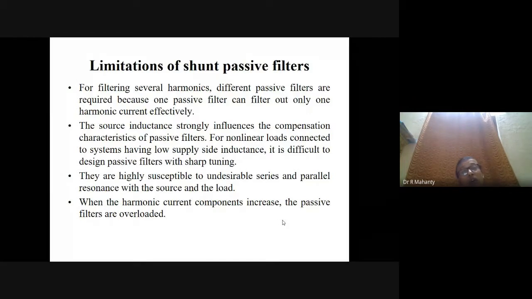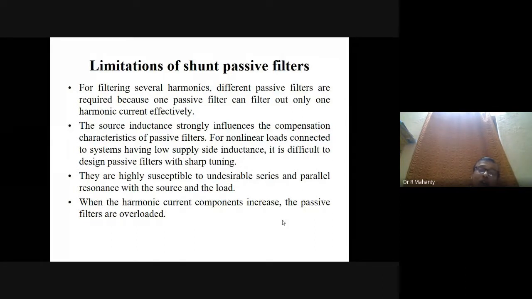To take this into account, initially we do not tune it at exactly the third harmonic or fifth harmonic. Rather, we tune it at 2.9 or 4.9 like that, so that after taking into account the effects of the series and parallel resonance, it is effectively tuned to the third harmonic and fifth harmonic. Therefore, exact tuning of the shunt passive filter is very difficult, or not possible, because of the effect of the series and parallel resonance.